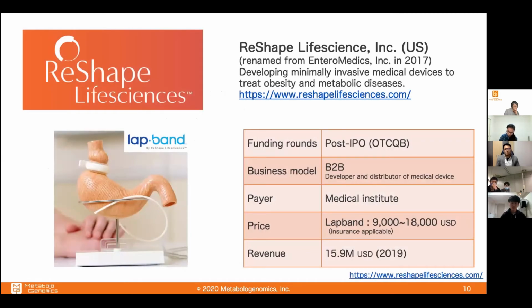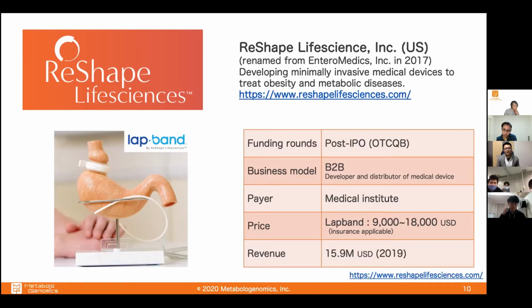Right, so of course there are many strategies to prevent obesity, but one of the simplest ways is to make people not eat, as Taku has explained. But of course, people love to eat, they can't really stop eating. But what this company, Reshape Life Sciences, has been doing is forcing them to reduce their food portions.